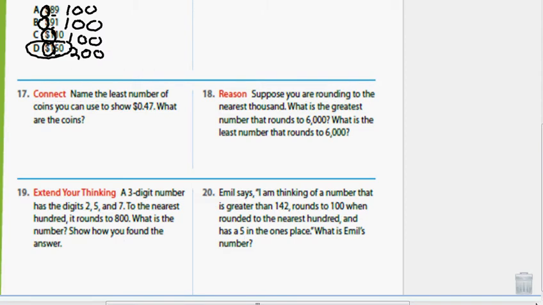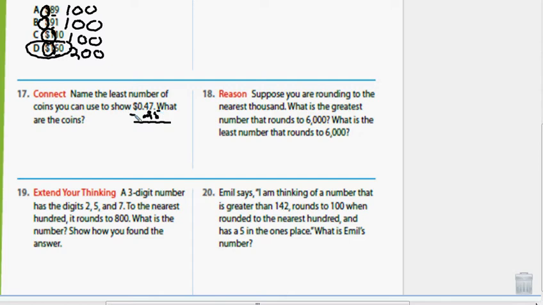Okay, name the least number of coins you can use to show 47 cents. What are the coins? So if we're doing the least amount of coins, we want to use the largest coins we can. The largest coin is a 50-cent piece, but I can't use a 50-cent piece to make 47 cents. So the next largest coin would be a quarter. So I'll go ahead and put a quarter right here, and I'll subtract that from my 47 cents.